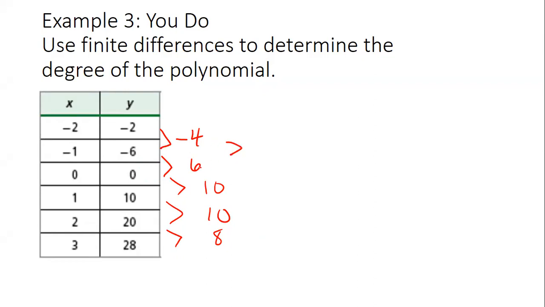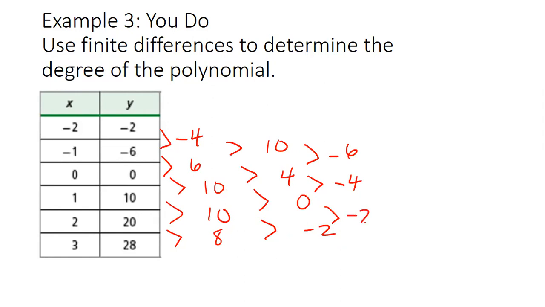Then you have 6 minus negative 4, which is 10. 10 minus 6 is 4. 10 minus 10 is 0. 8 minus 10 is -2. What is it? Second row, is it quadratic? No. Then we're going to keep going. 4 minus 10 is -6. 0 minus 4 is -4. -2 minus 0 is -2. Third, did it work? No.